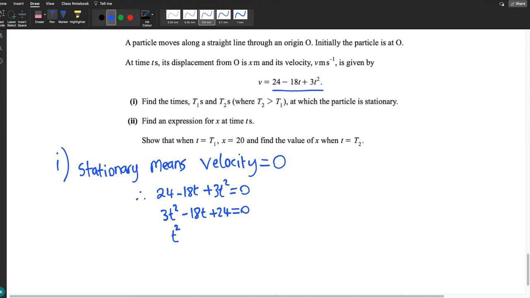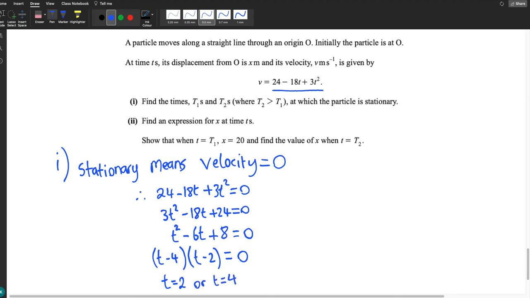Dividing by 3 gives us t squared minus 6t, not 60, but 6t plus 8, which equals 0. Can we factorize this? Yes, we can. So this can be factorized into 2 brackets, t minus 4, t minus 2. Minus 4 times minus 2 is positive 8. Minus 4 minus 2 gives you 6. Equals 0. So therefore, t equals 2 or t equals 4.